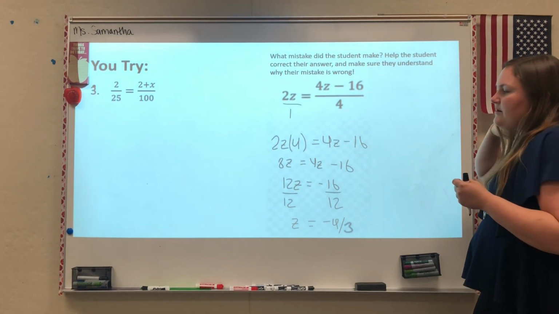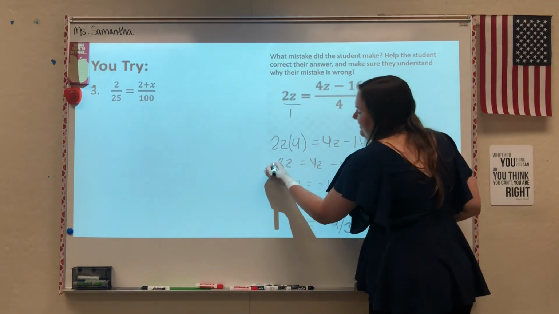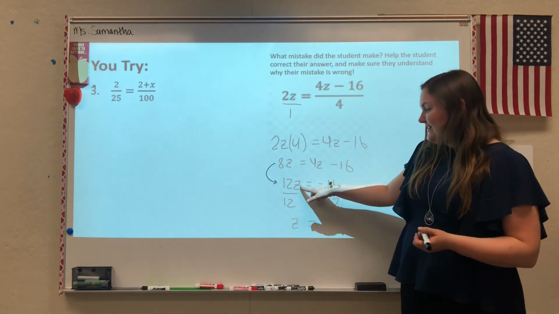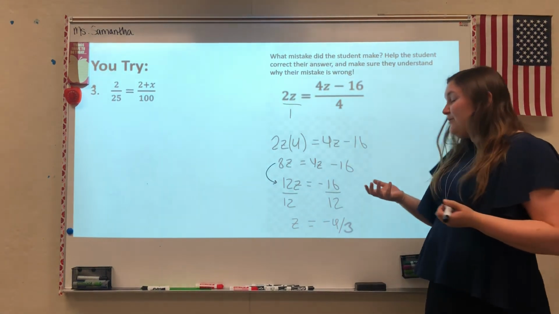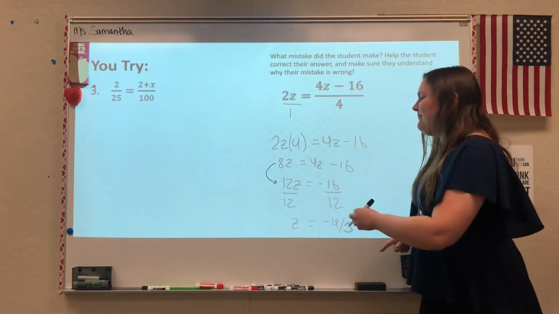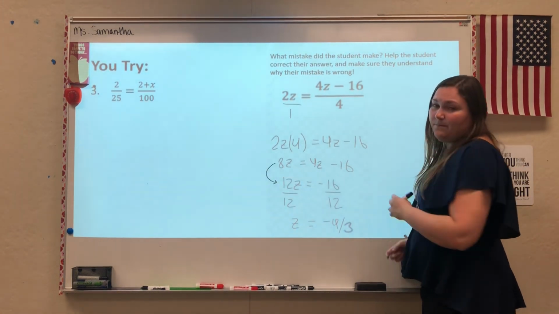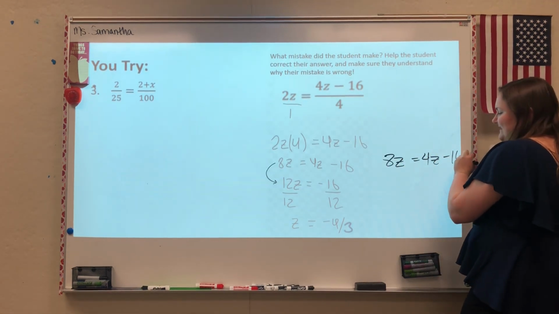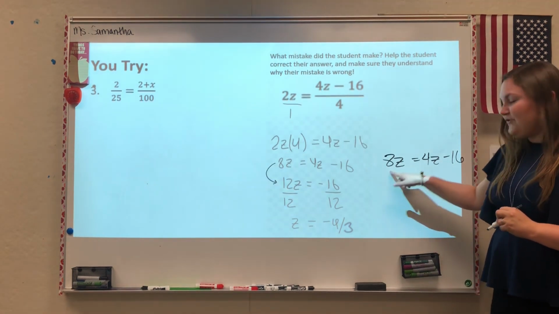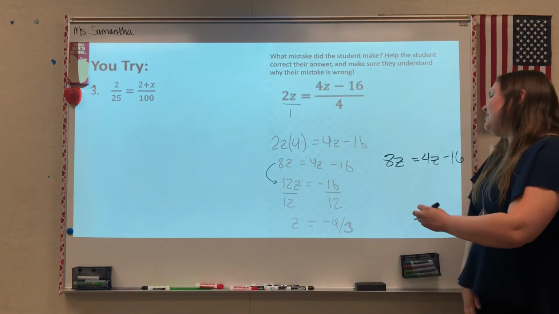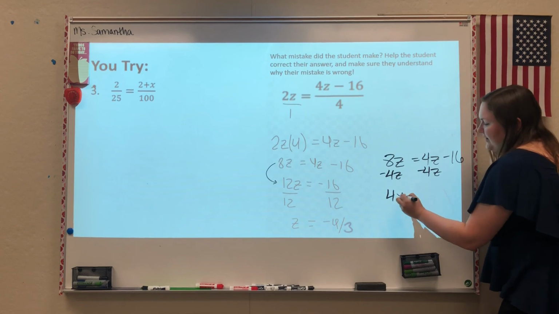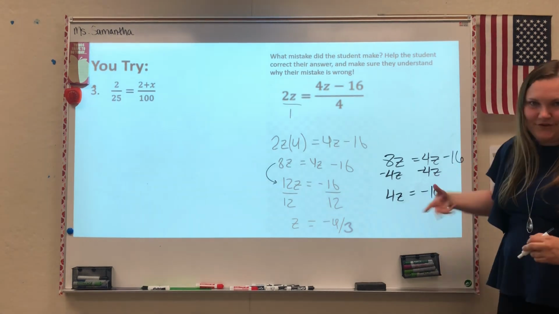After looking through their work, you might have noticed that when they went from this step to this step, they've got a 12z there. And you might have wondered where that 12z came from. If you figure it out, that 12z came from them adding these two together. The problem with that is if you have 8z equals 4z minus 16, you don't want to add these. If you're trying to get z over to this left side, you would want to subtract 4z on both sides. That would leave you with 4z equals -16, and then you could finish solving.